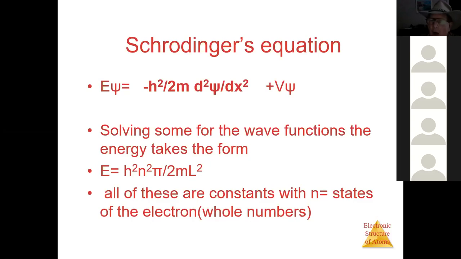Okay? But bottom line, all I want you to understand from this is Schrodinger was able to solve his equation so that he got his energy equal to a bunch of constants times an n value. The n stands for the states of the electrons, the energy levels that the electrons are allowed to have. Since n is equal to a whole number, the energy levels are whole number multiples of that.